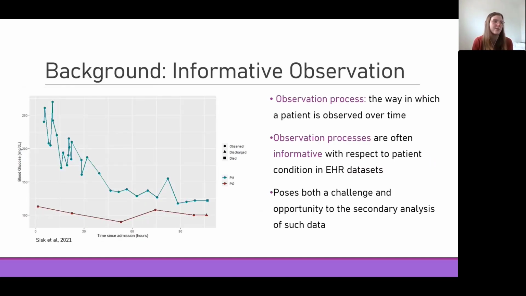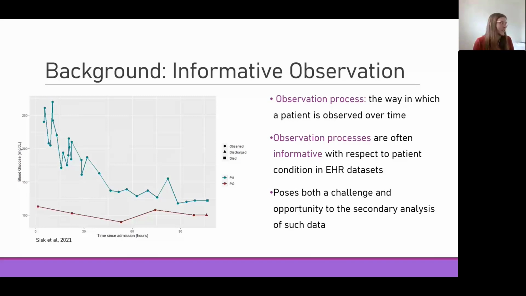So as a bit of background to introduce informative observation, it's useful to first define the observation process, which I'm going to talk about quite a bit. By observation process, I basically mean the longitudinal way that we've observed someone over time. So not the actual results of their tests, but the intensity of monitoring, the frequency of monitoring, all that kind of information is captured within this observation process. And as I've started to touch on, these observation processes are very often informative with respect to patient condition when we're using routinely collected health data, or electronic health record data.